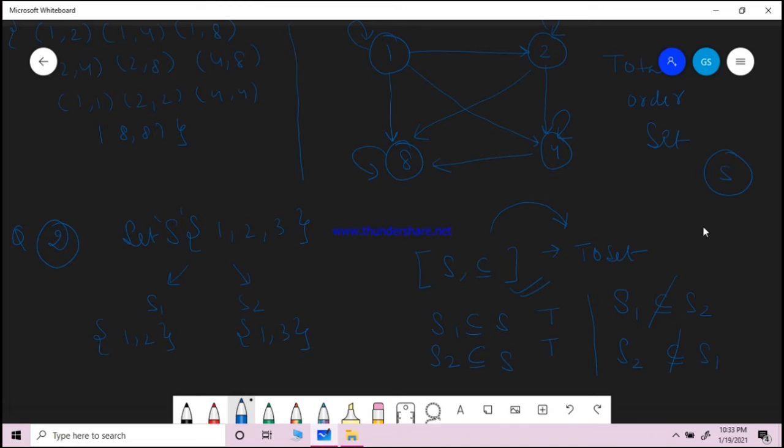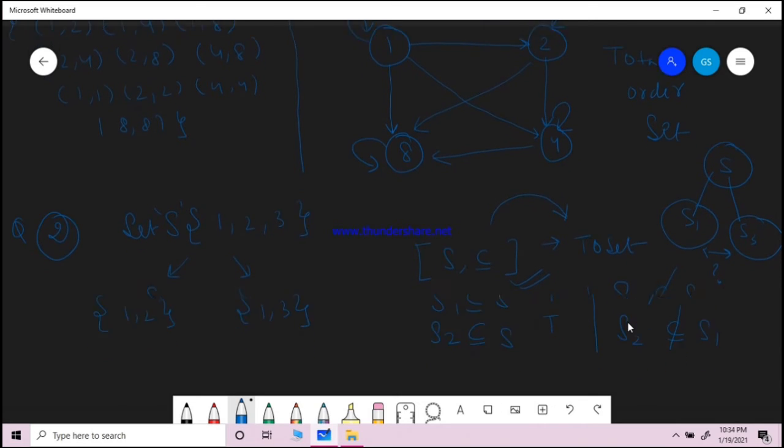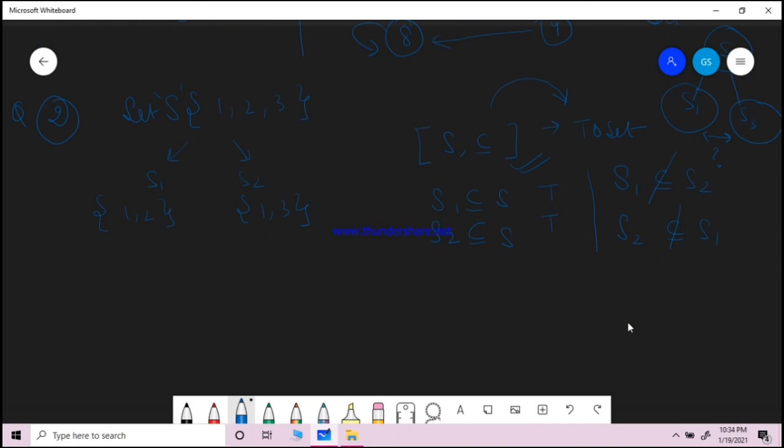So if you take them as vertices, these two are connected, but these two are not connected anyhow. So this is not a total order set, but this is a partial order set. So this was an example of a total order set. Earlier was the example of a poset and TOSET both. This is a poset, but this is not a total order set. So this is how you can identify.